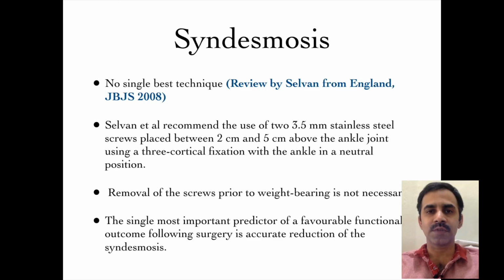If the syndesmosis is injured, there is no single best test mentioned in the literature. However, some authors recommend the use of two 3.5 mm stainless steel screws placed between 2 cm and 5 cm above the ankle using 3 cortical fixation with the ankle in a neutral position. Removal of the screws prior to weight bearing is not necessary. The single most important predictor of a favorable functional outcome following surgery is accurate reduction of the syndesmosis.